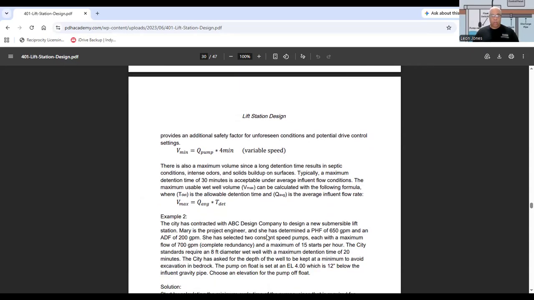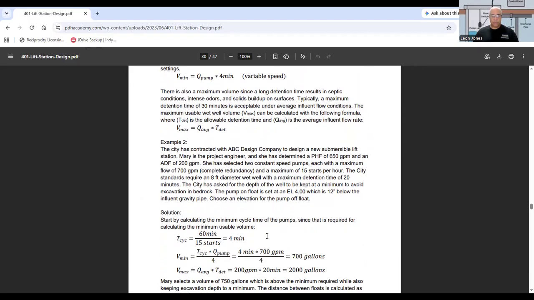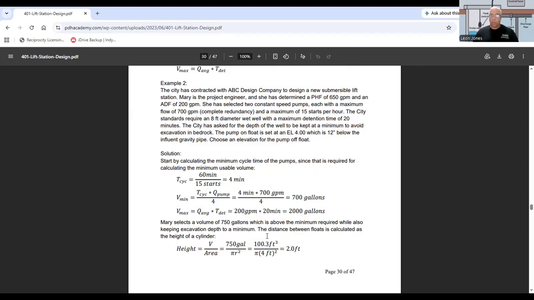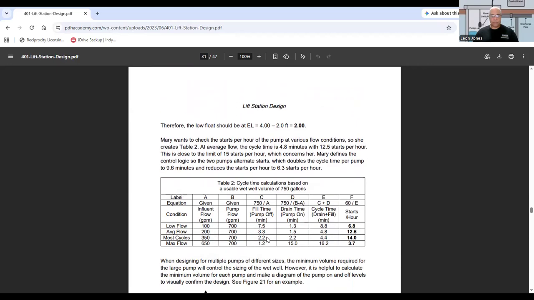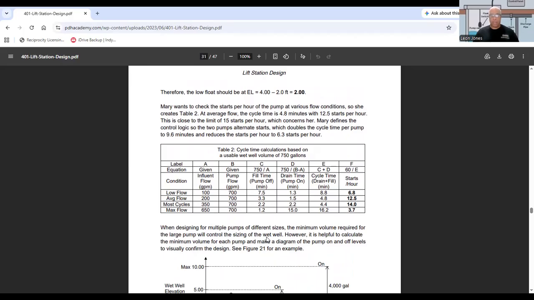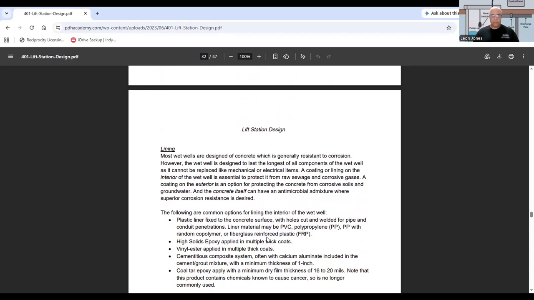And here are all of the equations. And I'm just going over the overview for you. This is more of design. Then you deal with your lining.